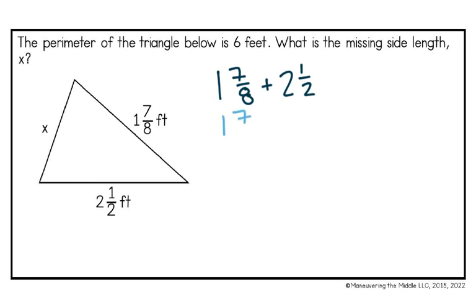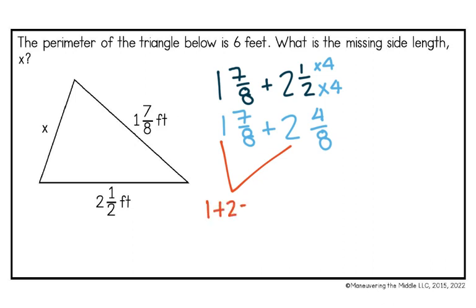So I'm going to leave 1 and 7/8. I don't need to change that. I just need to change 1/2, multiply the bottom by 4, multiply the top by 4. So now I have 4/8, and now I can go ahead and add. So I can start by adding our whole numbers together. So 1 plus 2 is equal to 3. And then I can take our fractions, 7/8 plus 4/8. 7 plus 4 is 11 over 8. Now that's an improper fraction.